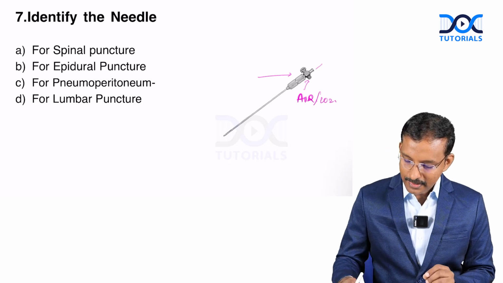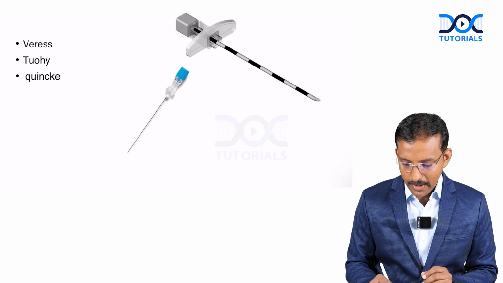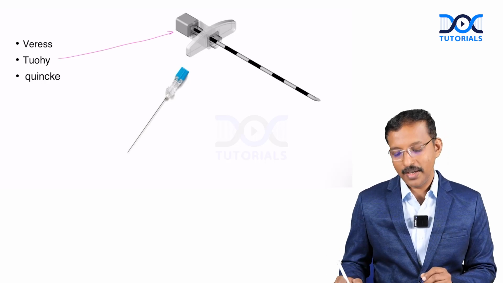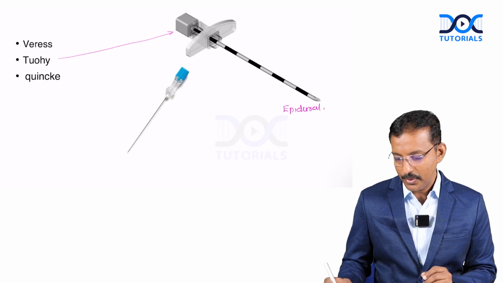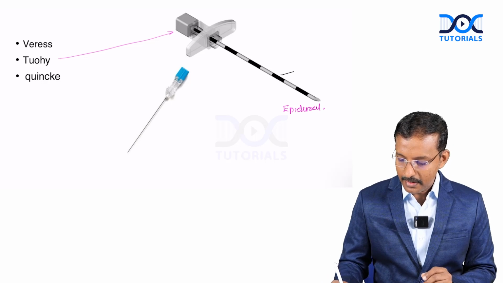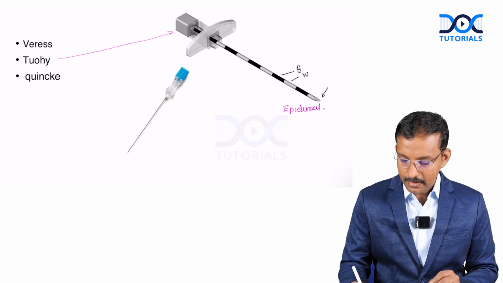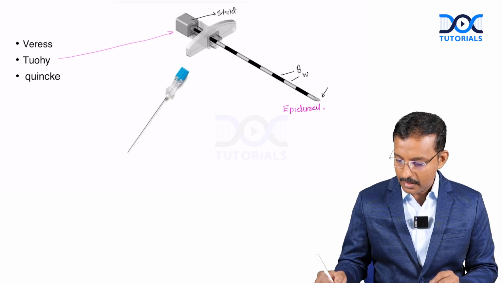Now, discussing more about these needles, we have already seen a Veress needle. Tuohy needle is the one which is very commonly asked by them. This is the Tuohy needle. This is essentially an epidural needle. The Tuohy needle is identified by black and white gradations, and it has a stylet. It's here. This is the stylet, and there is a curved tip.